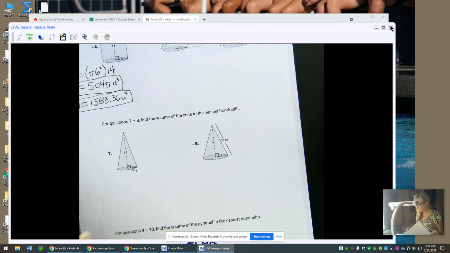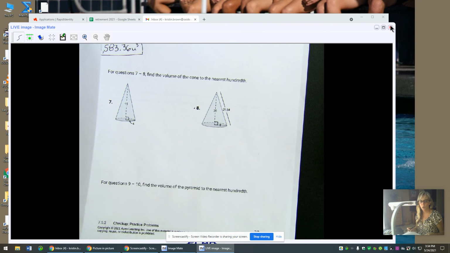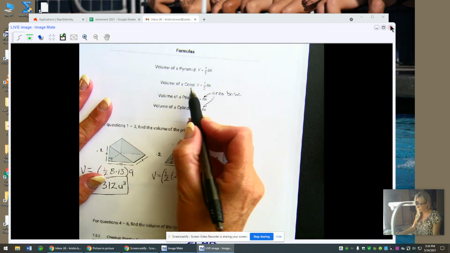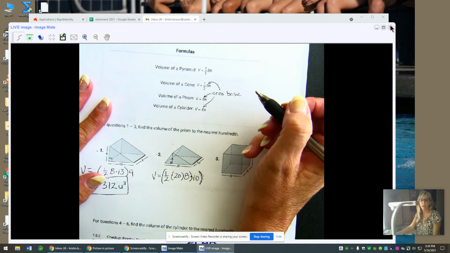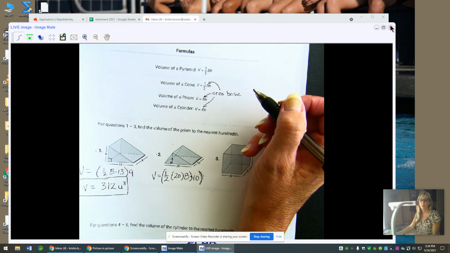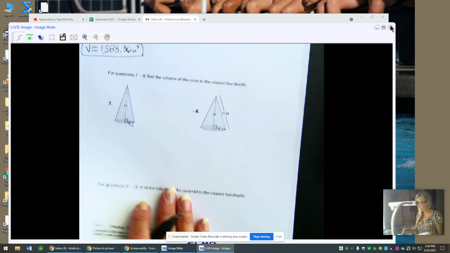I'm going to do number 8. Number 8 is a cone. So we go up here, volume of a cone. It's 1/3. Again, area base times the height. 1/3 the base area times the height. Here we go.